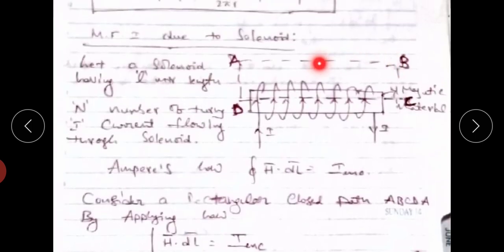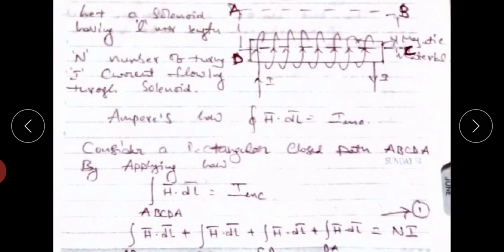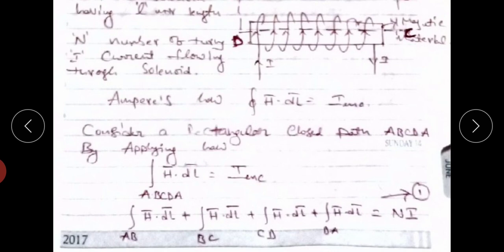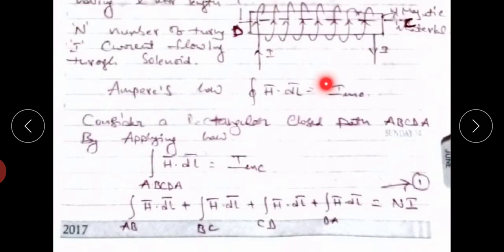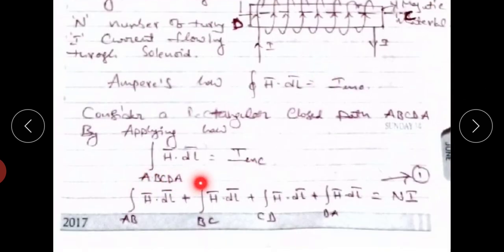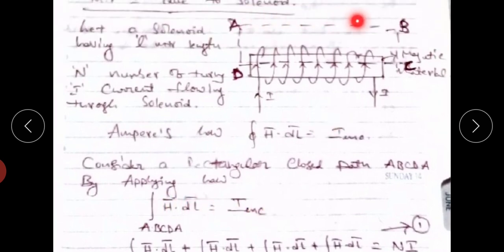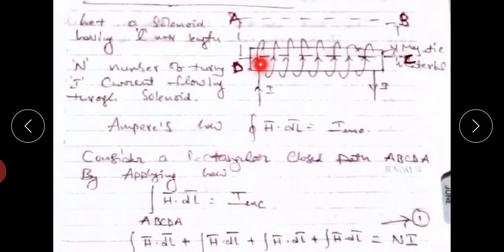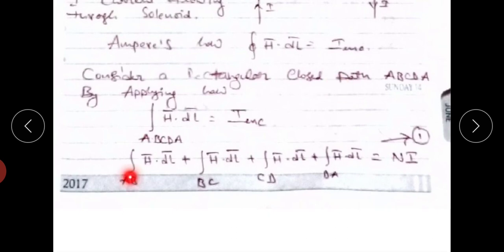ABCDA, a rectangular closed path. This path is called the Amperian path. Now apply Ampere's circuit law. The closed path is the rectangular path ABCDA, so the line integral over ABCDA of H dot dl equals I enclosed. This rectangular path we can divide into four parts: first AB, next BC, next CD, next DA. So integral AB H dot dl plus integral BC H dot dl plus integral CD H dot dl plus integral DA H dot dl equals I enclosed.